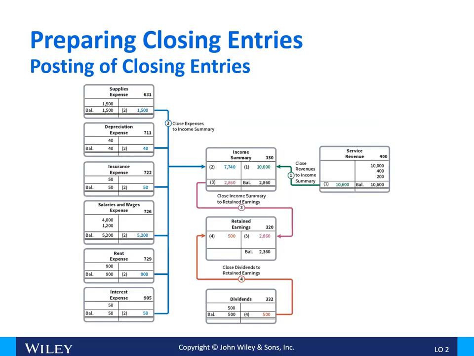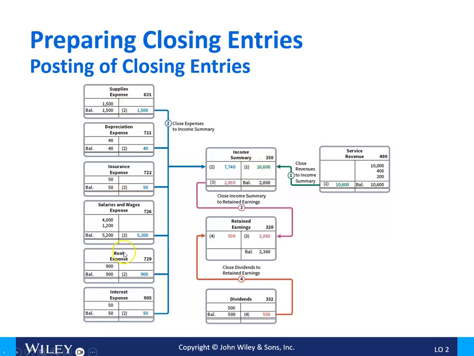Now we'll look at the ledgers after we close these. So starting with service revenue on the right here, we've got a balance of $10,600. We're going to debit that when we close it to income summary. So the balance now is zero. We have credits of $10,600. We just created a debit of $10,600. So it's zero. We close that in as a credit to income summary.